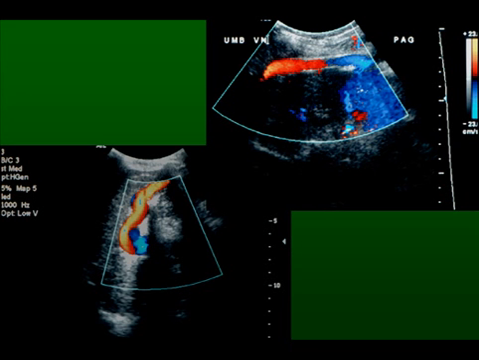Here's an example of a patient who redeveloped a periumbilical venous collateral, indicating that the shunt is no longer serving as the principal pathway of blood flow through the liver.